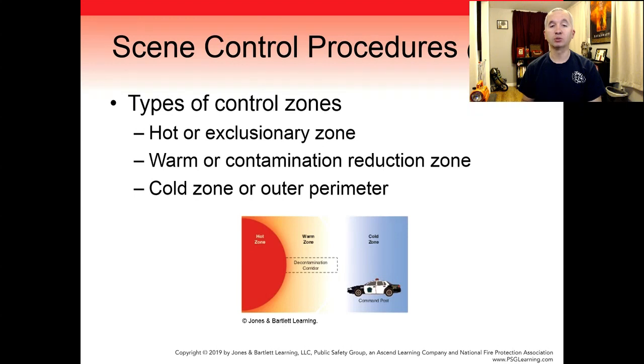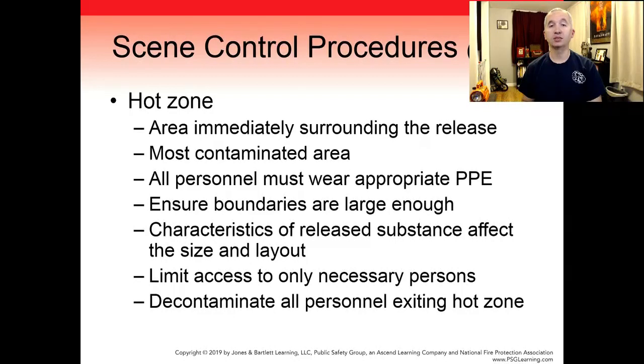Types of control zones are typically labeled hot, warm, or cold, but may also be terms such as exclusion zone, contamination reduction zone, or outer perimeter. Perform regular and consistent training, making sure all responders are on the same page with terminology with the incident. The hot zone is the area immediately surrounding the release. It is the most contaminated area.